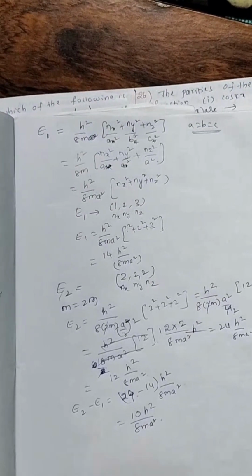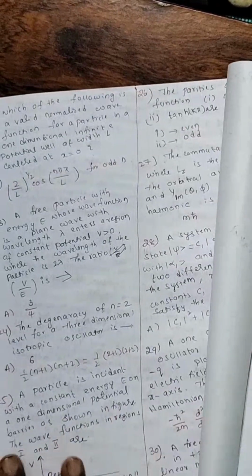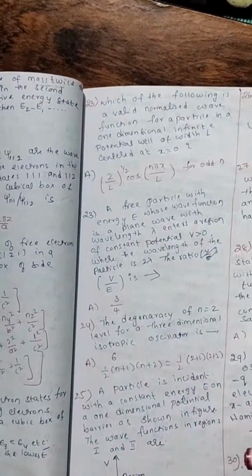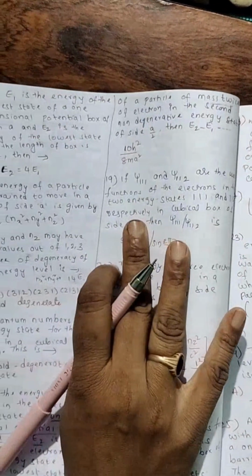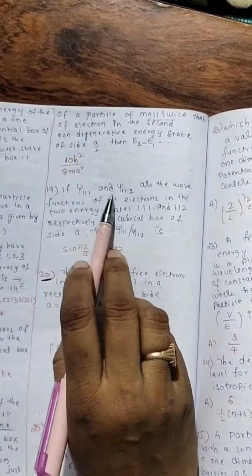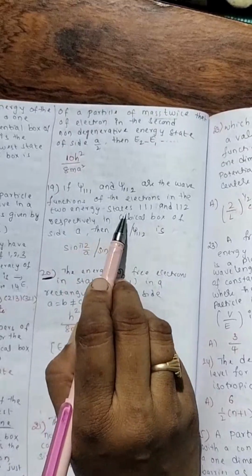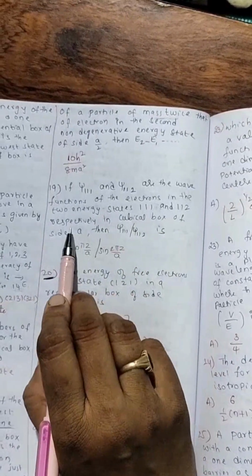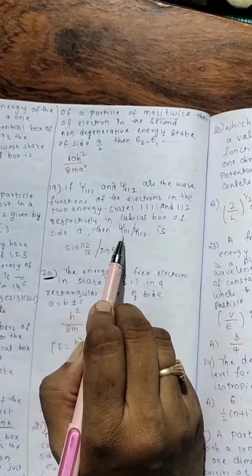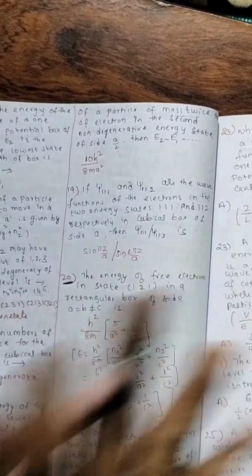Right? Now let us move to the next question. If psi 111 and psi 112 are the wave functions of electrons in two energy states 111 and 112 respectively in a cubical box of side a, then find the value of psi 111 by psi 112.